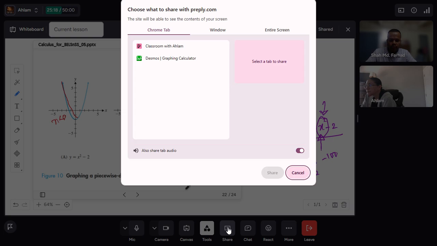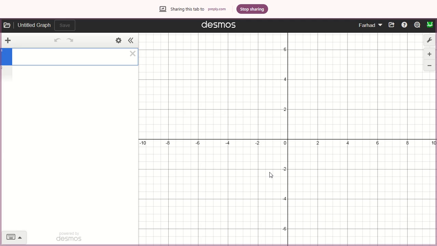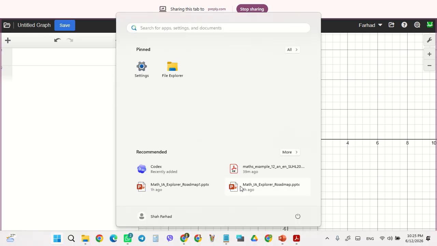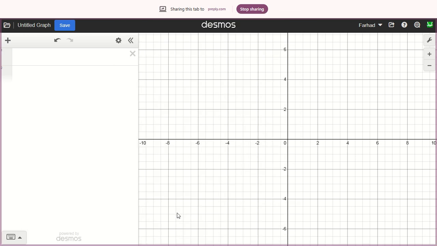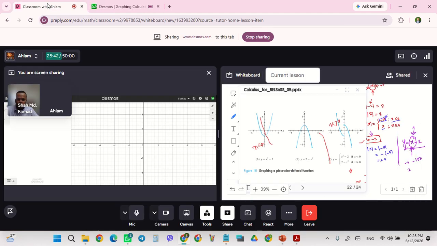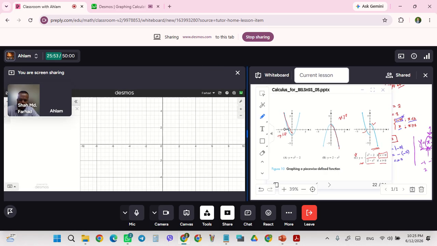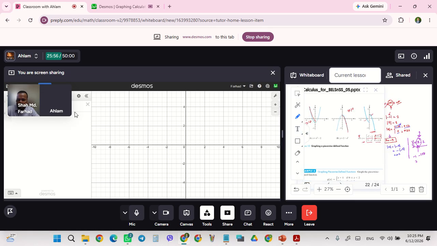Okay, I'm showing you a demonstration. Then it will be, I think, clear to you. And you see the Desmos here. Can you see the Desmos? Can you see it?